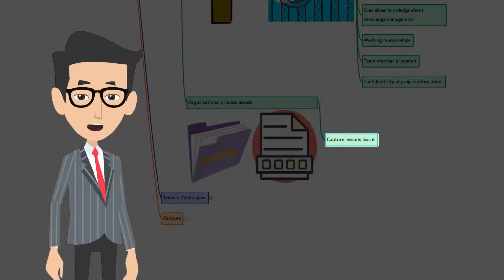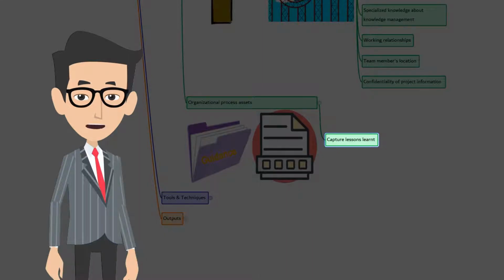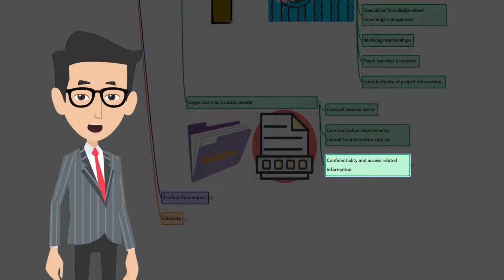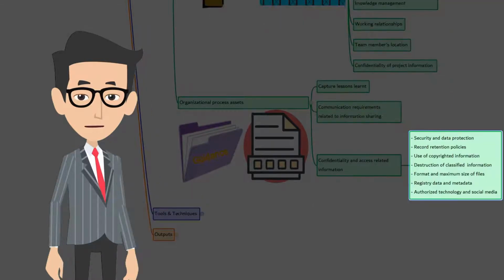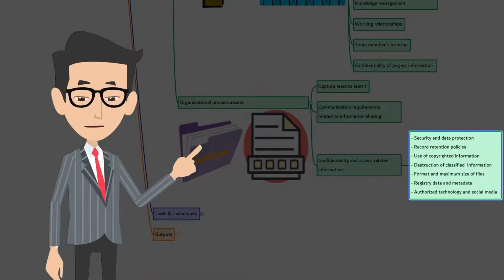Informal communication is more effective for creating new knowledge and integrating knowledge across diverse stakeholder groups. Formal, rigid communication requirements are good for sharing information. Confidentiality and access-related information may include security and data protection, record retention policies, use of copyrighted information, destruction of classified information, format and maximum size of files, registry data and metadata, authorized technology and social media, etc.